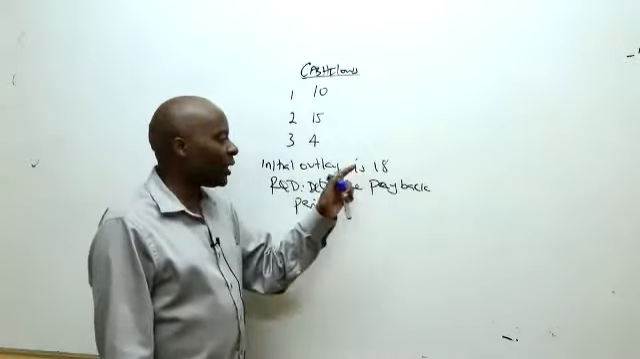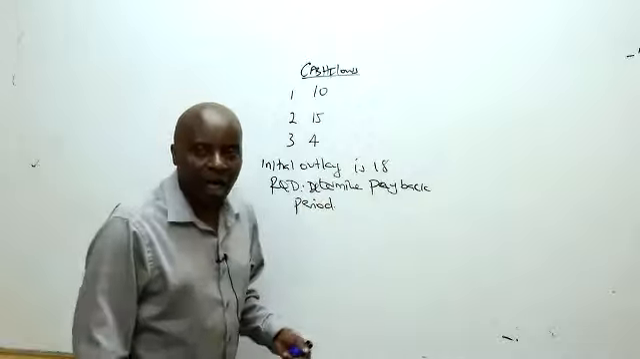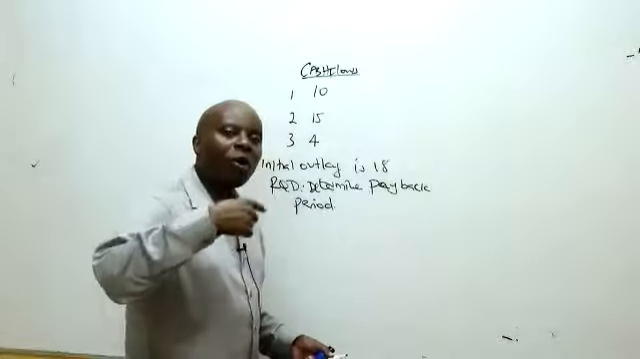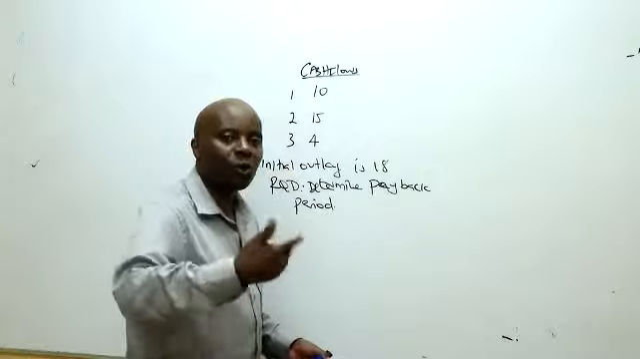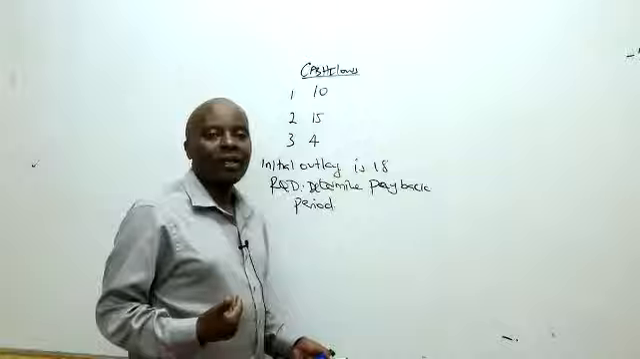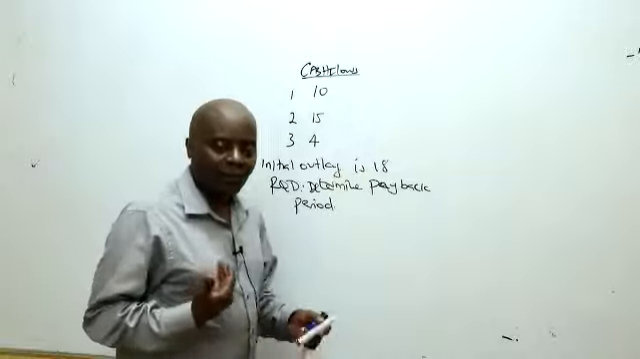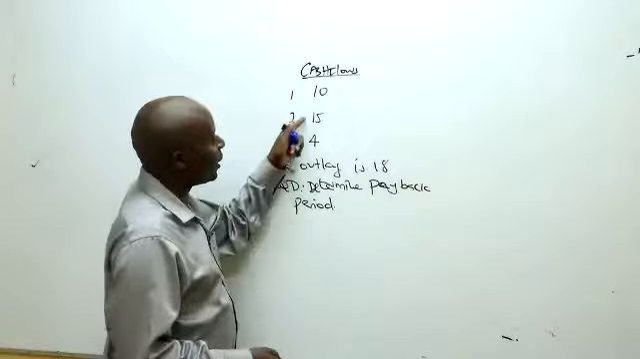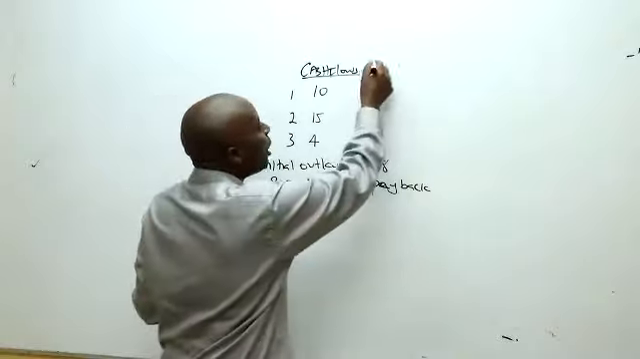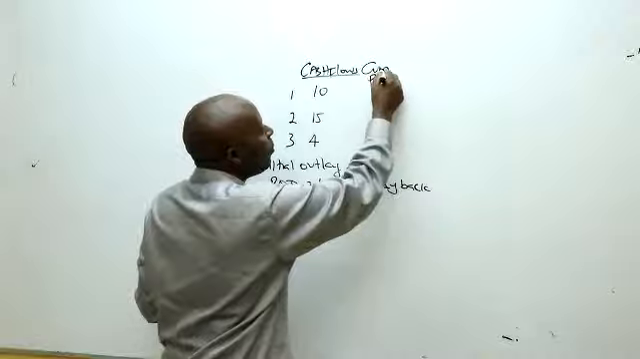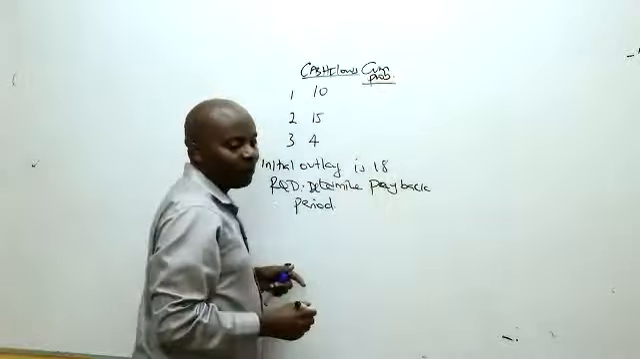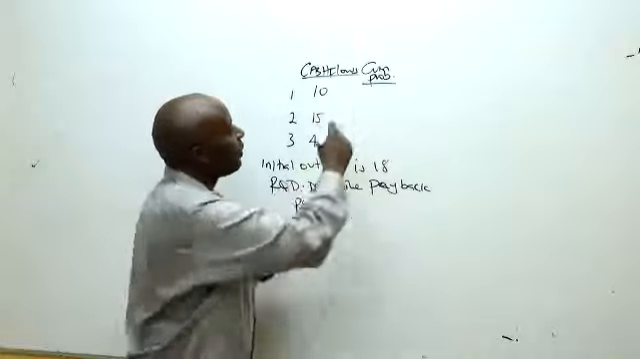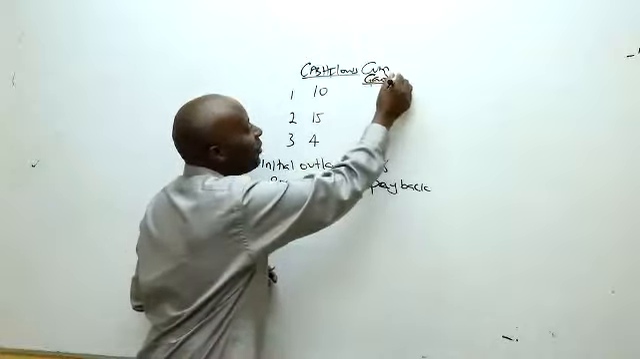Today I'm investing 18, perhaps 18 million. I would want to know this project that I'm putting this money into, how long will it take to give me back my money? That is the payback period. So the easiest thing you need to do, if you are given this kind of cash flows, is to come up with the cumulative cash flows.